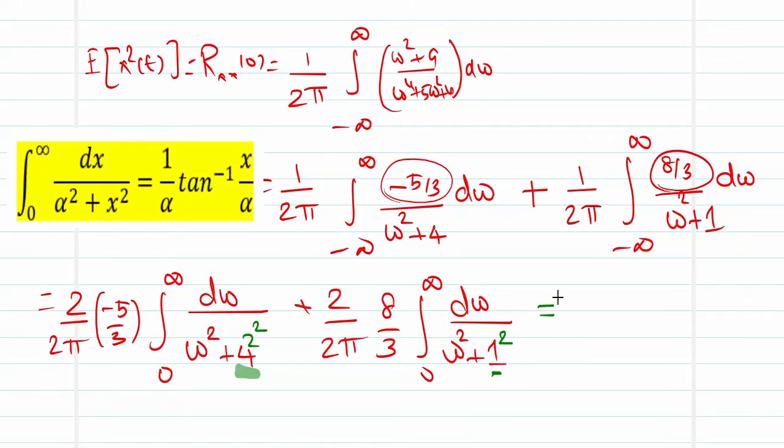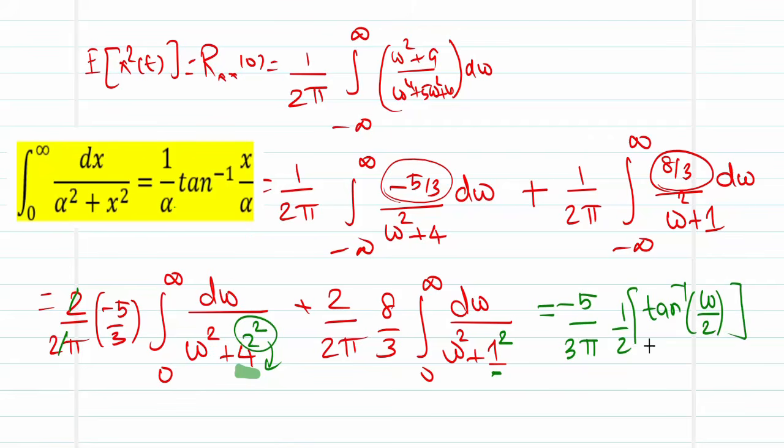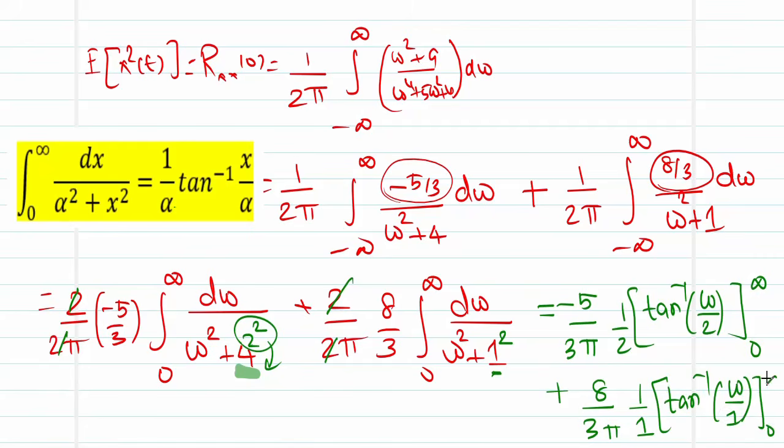So I have this part, 2 can be cancelled off, minus 5 divided by 3 pi times 1 by alpha. What is going to be alpha? Alpha is going to be equal to 2 for me. So it is 1 by 2 tan inverse of omega divided by 2 between the limits from 0 to infinity. How about the second term? Again 2 and 2 can be cancelled off. I have it as 8 divided by 3 pi, and I have this 1 by alpha. Alpha is going to be equal to 1. So 1 by 1 tan inverse of omega by 1 between the limits 0 to infinity.